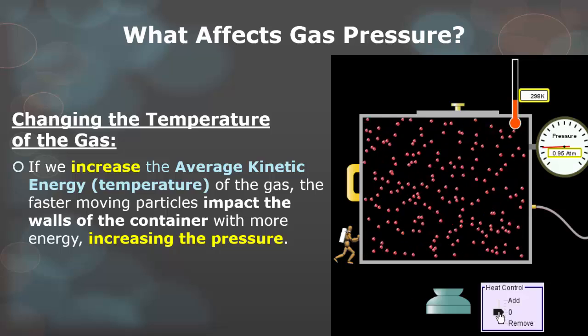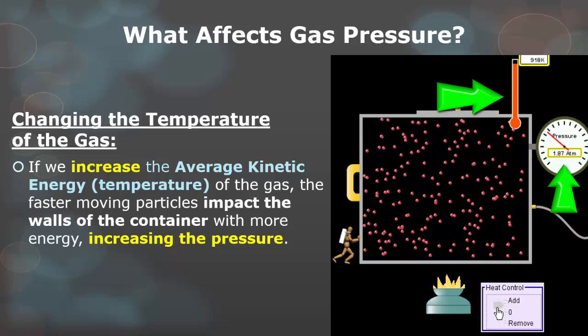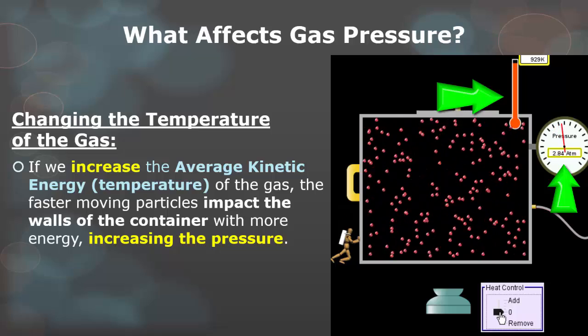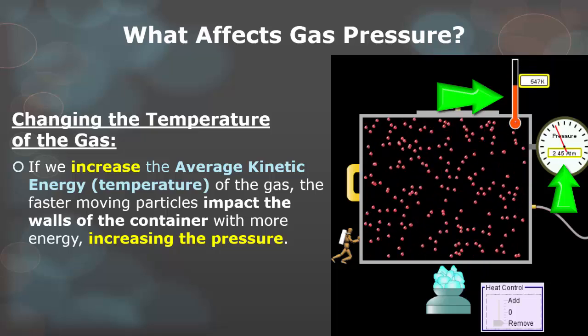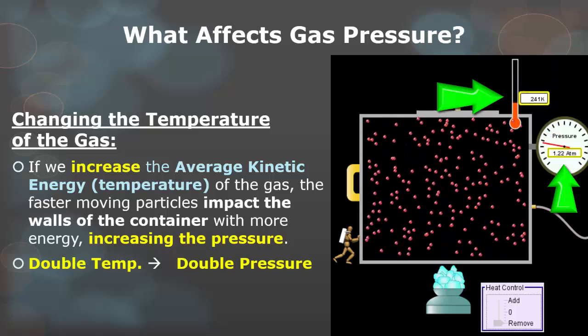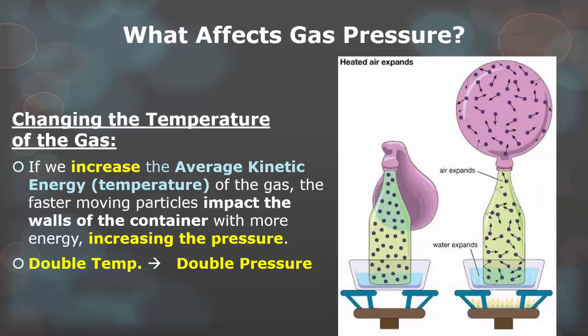If we increase the average kinetic energy, which again means we're increasing the temperature of a gas, the faster moving particles impact the walls of the container, which then creates an increase of pressure. When you double the temperature, you're going to double the pressure. It's a direct relationship.